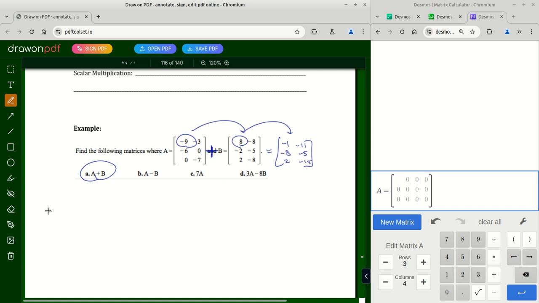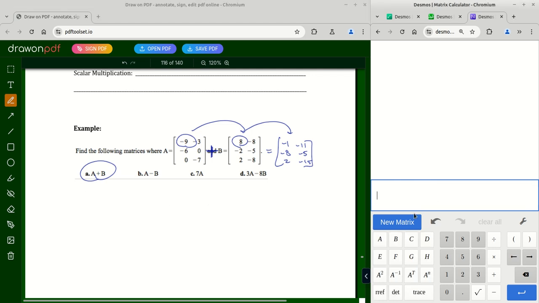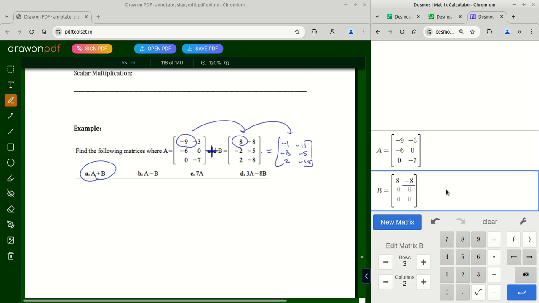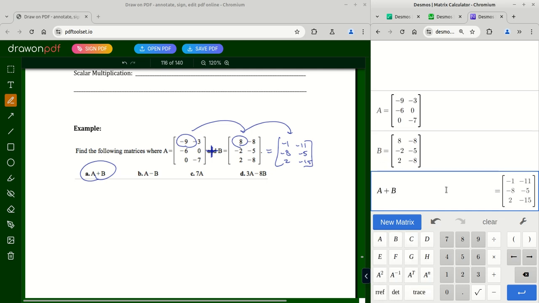There it is. So what I want to do now is use Desmos matrix for all this stuff because it's way better. So I have A, and that's a 3 by 2. So 3 rows, 2 columns. And then a B, so I do new matrix, 3 by 2 again. And then they say find A plus B, so I type A plus B. Wow, look, I got the exact same thing, and it was immediate. So you can see that it's no big deal to do this.